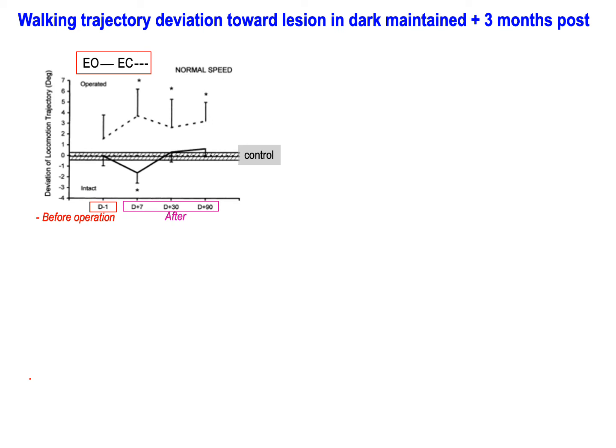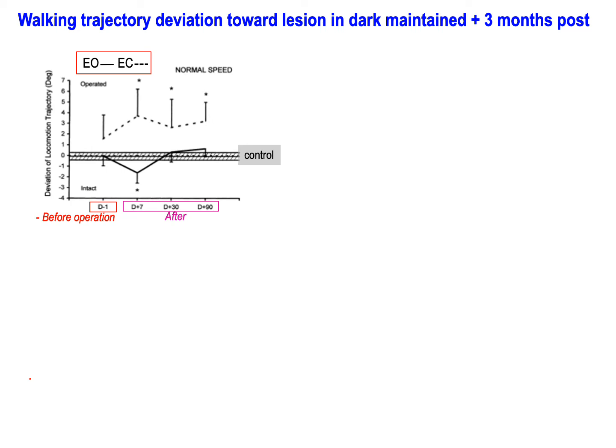On the bottom axis, the x-axis, we've got D-1, which is before the operation, in red, and in purple is D+7, which is 1 week following the surgery, then 30 days, and then 90 days after the surgery. I've highlighted at the top the normal speed condition, and at the top of the graph is the operated side, and the intact side is at the very bottom. In the middle are the control participants. These were age-matched healthy individuals.